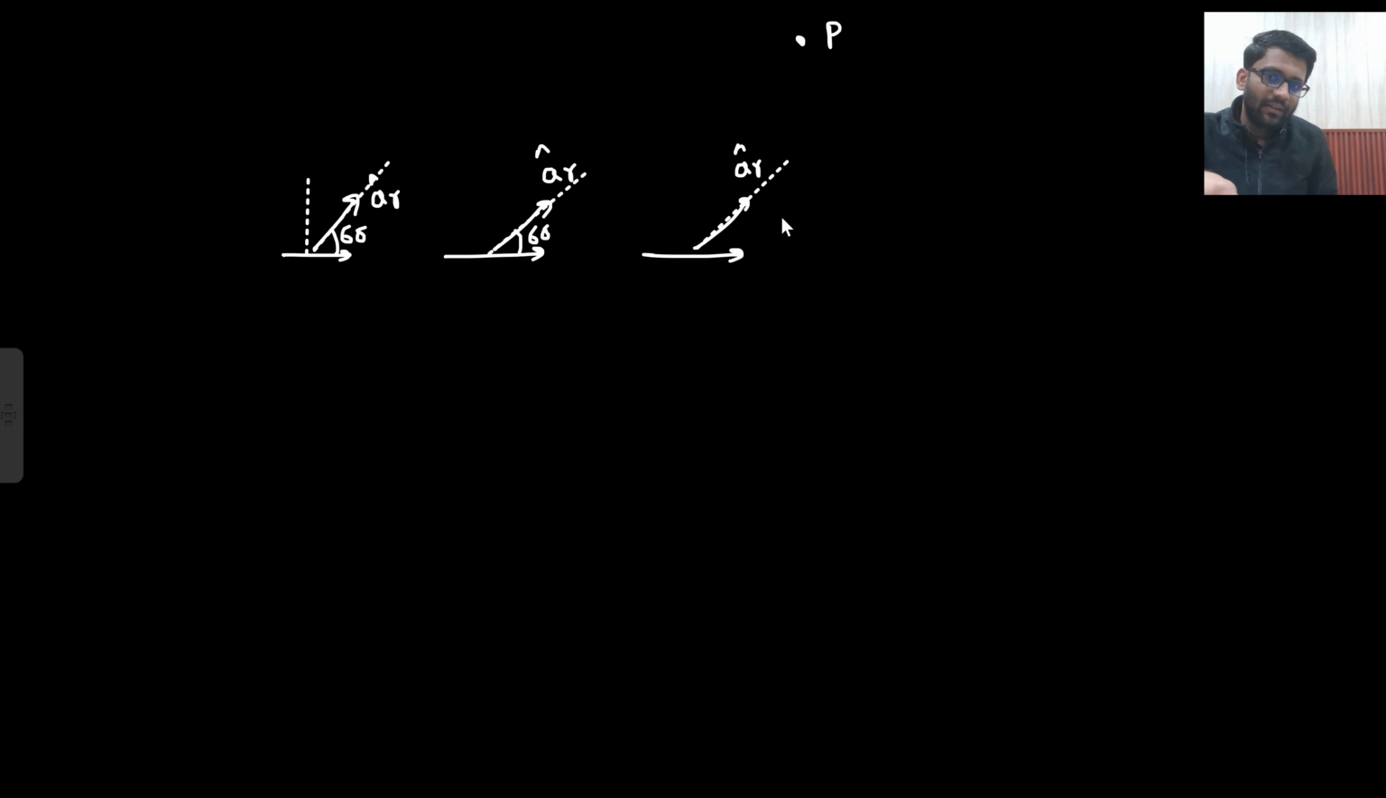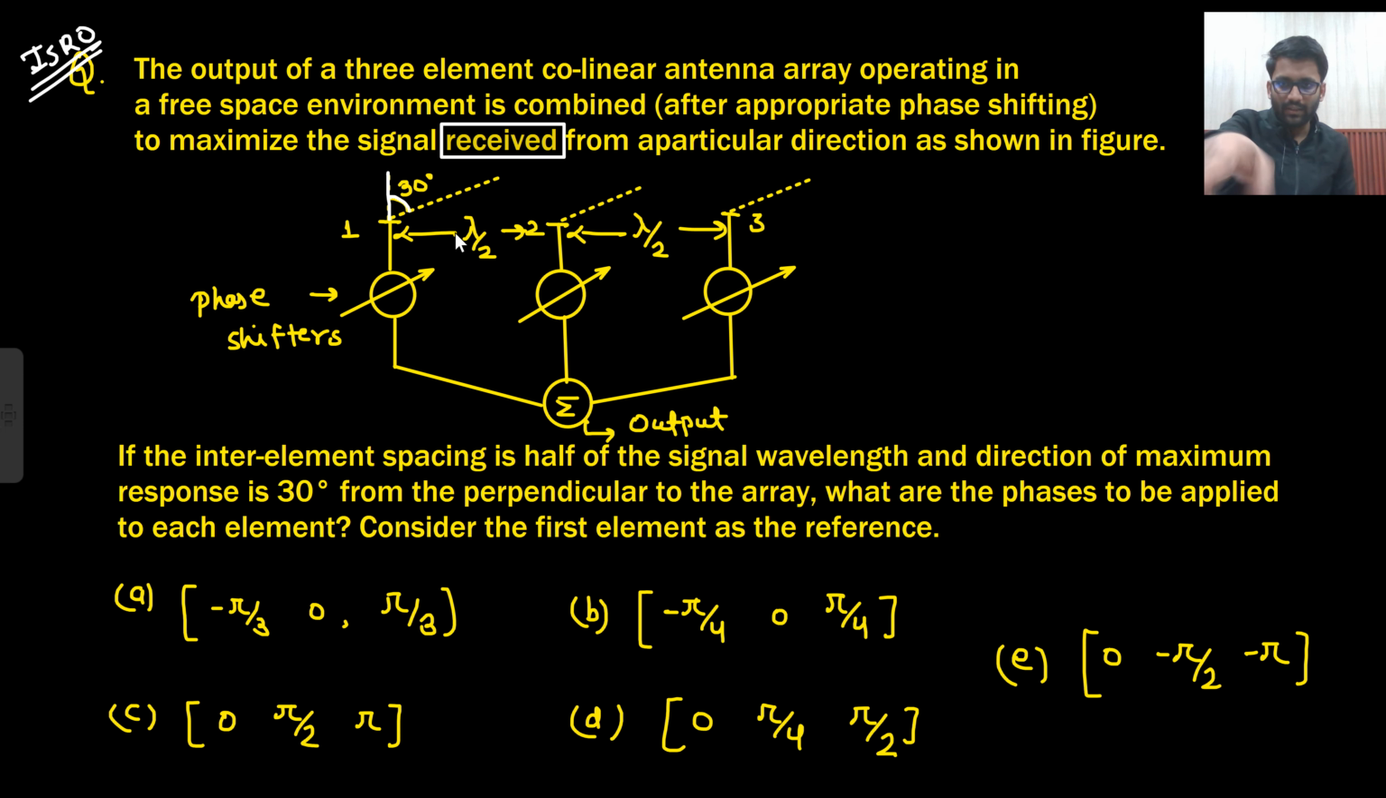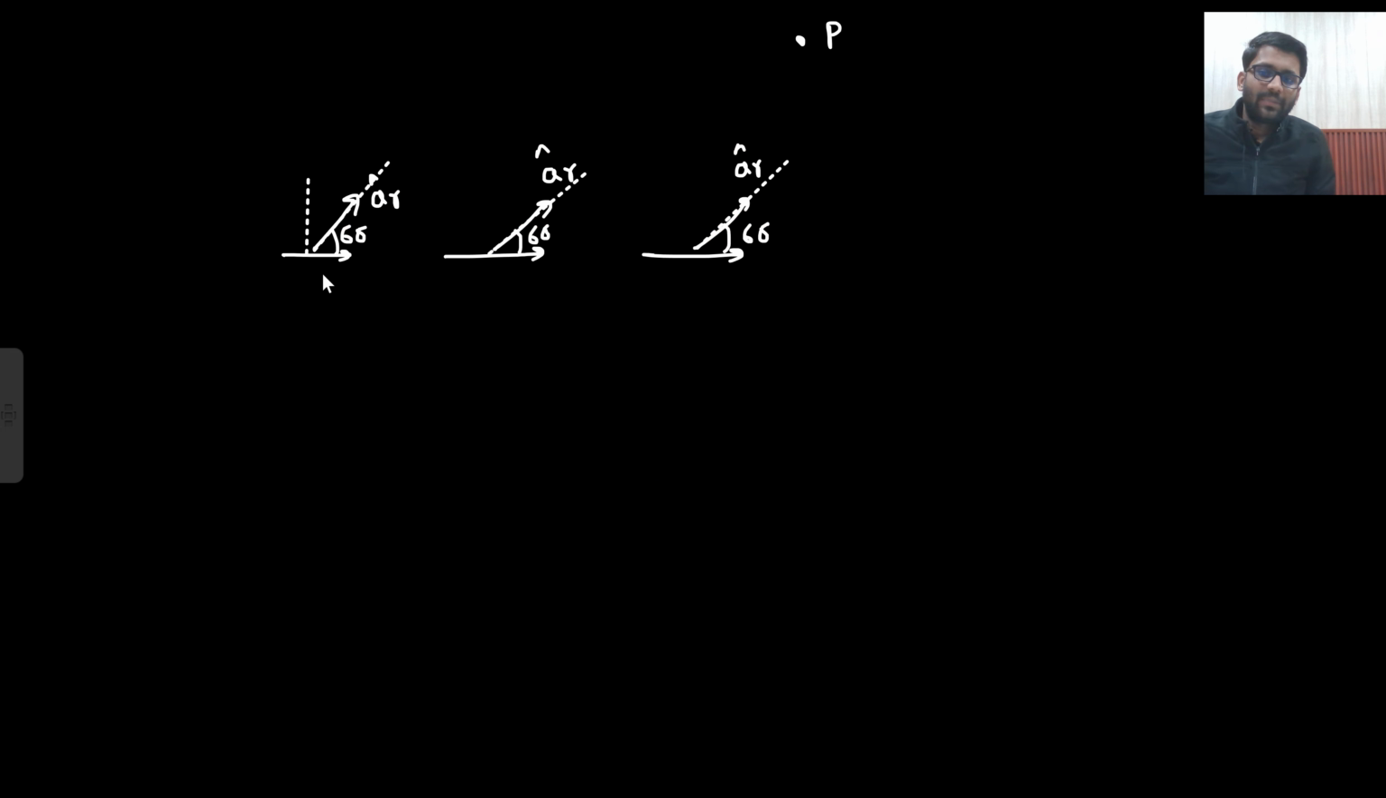60 degree. What is the angle? 60 degree. And what is the difference between them? Like what is the spacing? That is lambda by 2. Spacing is lambda by 2. So can I write down the array factor? Yes. How can I write down the array factor?